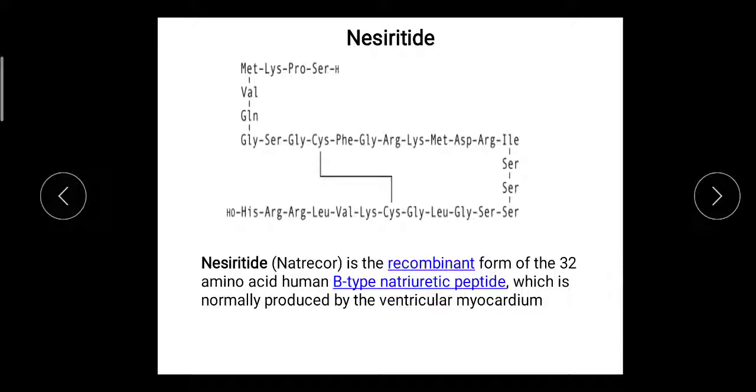The normal dose of nesiritide is 2 mcg per kg, followed by a continuous IV infusion of 0.1 mcg per kg per minute. It is synthesized by recombinant DNA technology, mainly from E. coli. So this is about nesiritide.